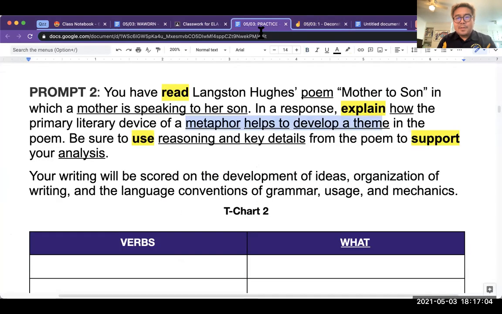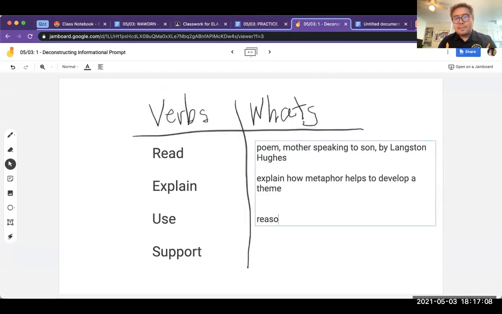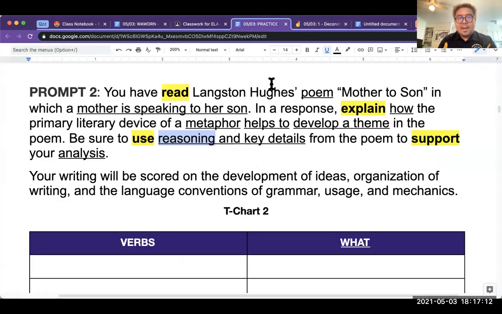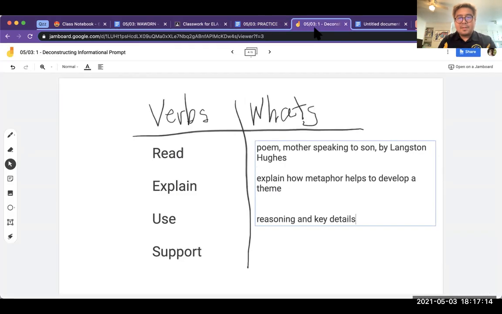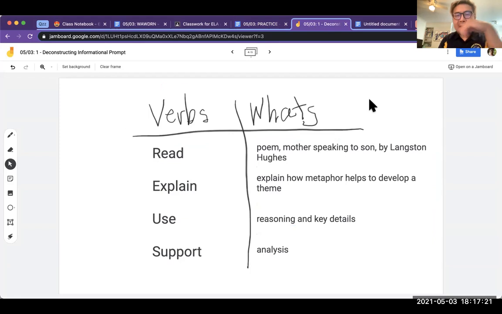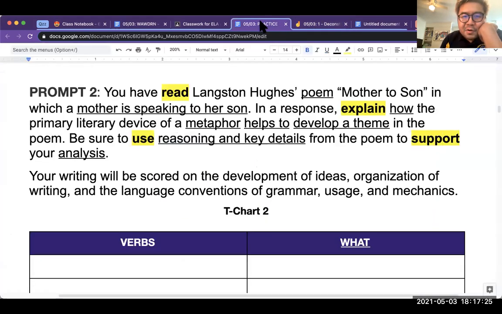What are we going to use? Reasoning and key details. And then what are we going to support? Our analysis. Okay, so that's my T-chart right there for this prompt. Let me throw that here so you can have it.